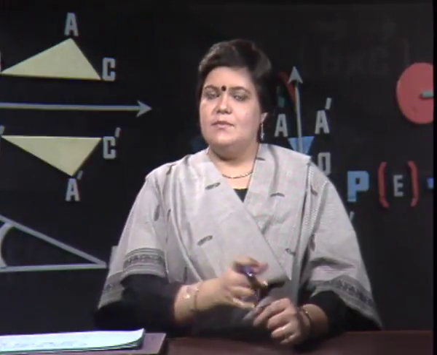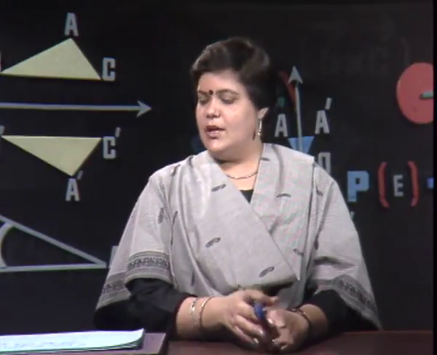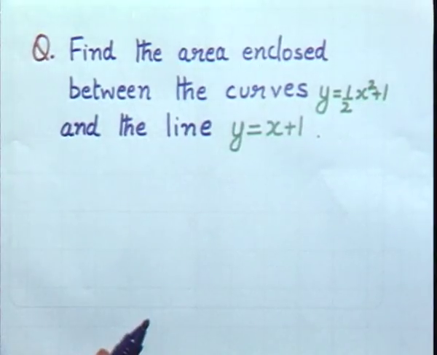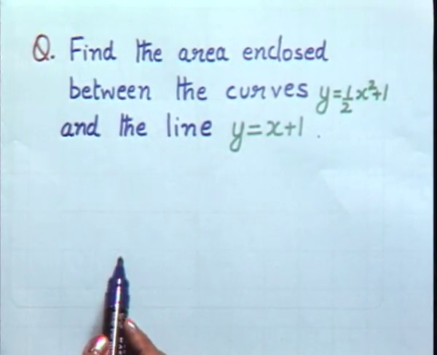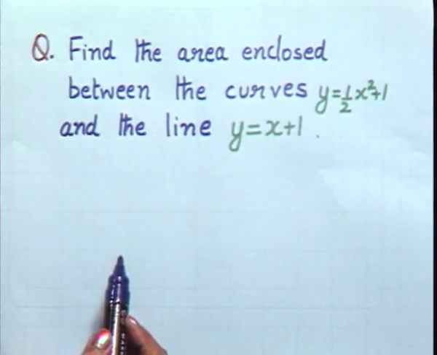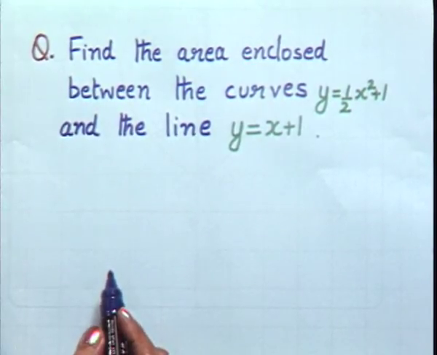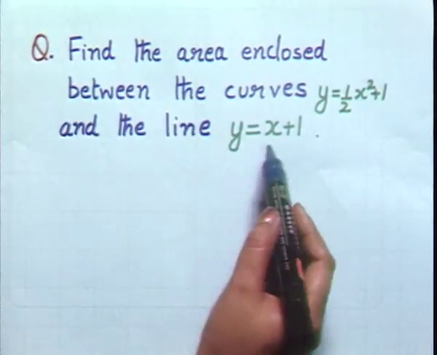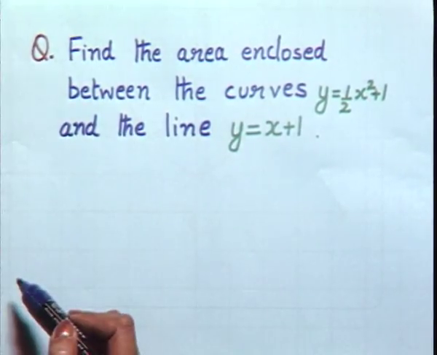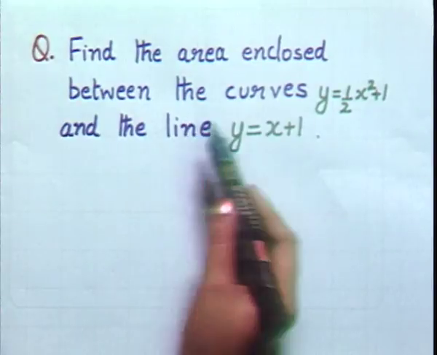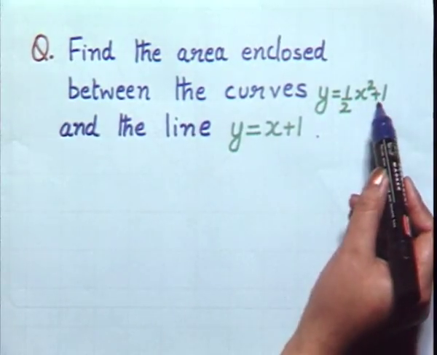So, let us consider one example on the same situation and note the question carefully. We have the question: find the area enclosed between the curves y is equal to half x square plus 1 and the line y is equal to x plus 1. So, what we have here is y is equal to half x square plus 1. What kind of a function does it represent? Right, the curve is a parabola.